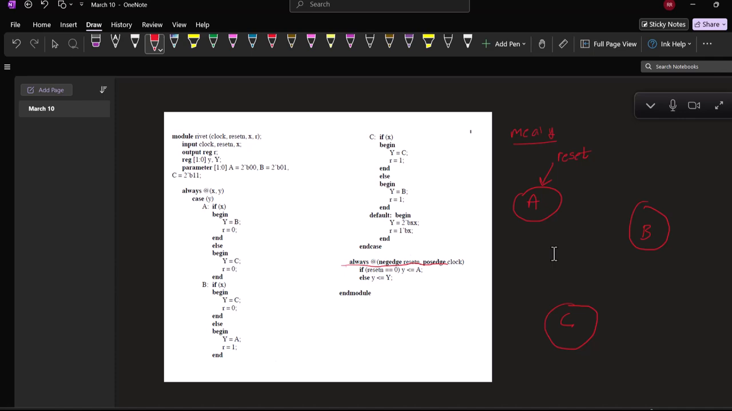Your second always block is usually going to be something like always at positive edge clock, current state becomes equal to next state. That's what your second always block is almost always going to be. You might have other stuff in there, but that's going to be the main part of it.